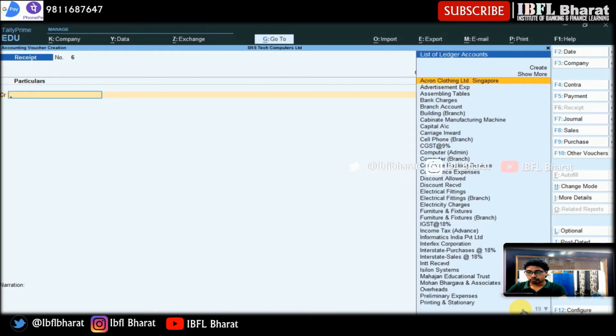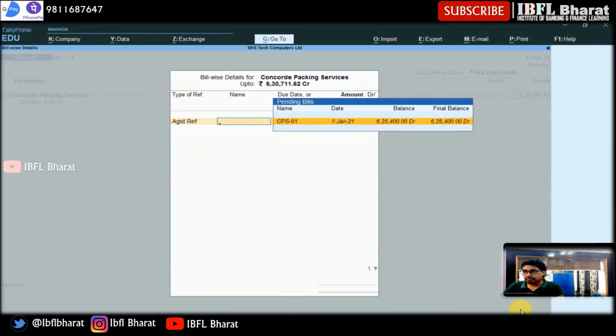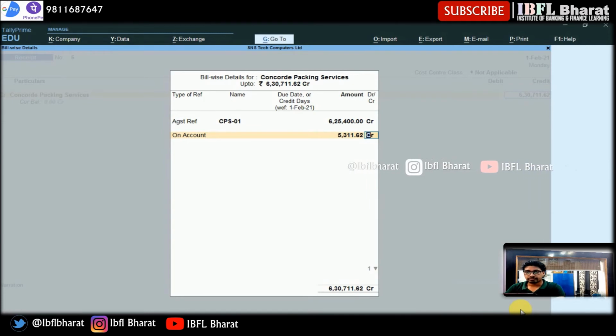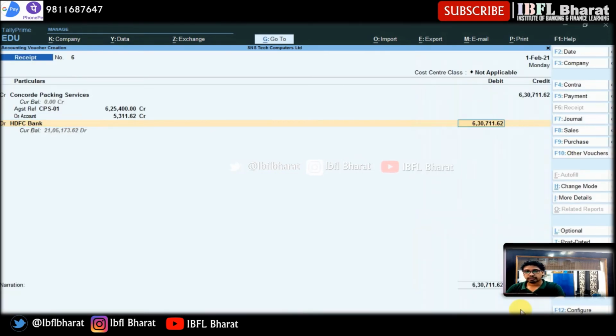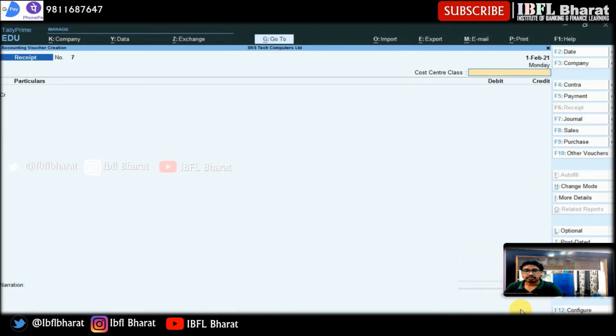Now we are receiving the check. Go to F6, use the ledger Concord Packing Services. The total amount we are receiving from him is 6,30,711.62, in which 6,25,400 is from the bill, and another amount is on account, 5,311.62. This is the interest amount, and we are receiving all the amount via HDFC. This entry is also finished from our end. Now come to the next entry.